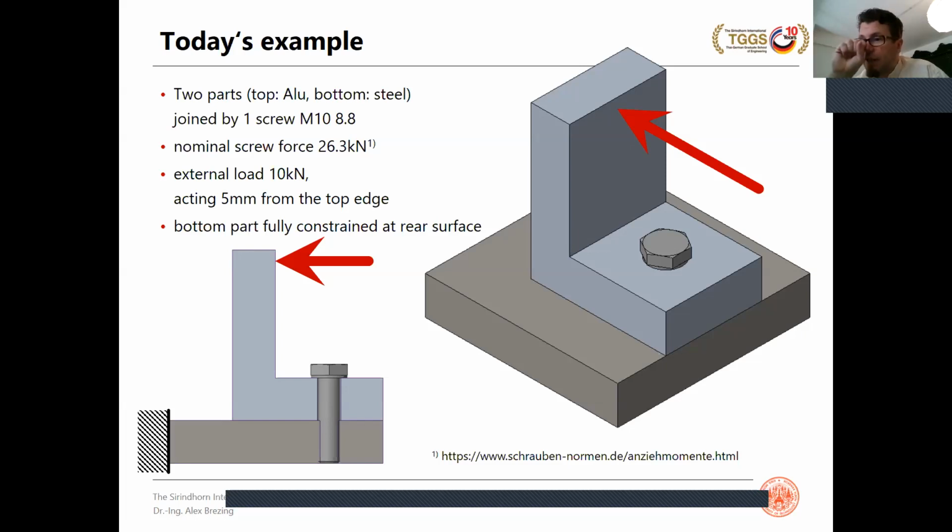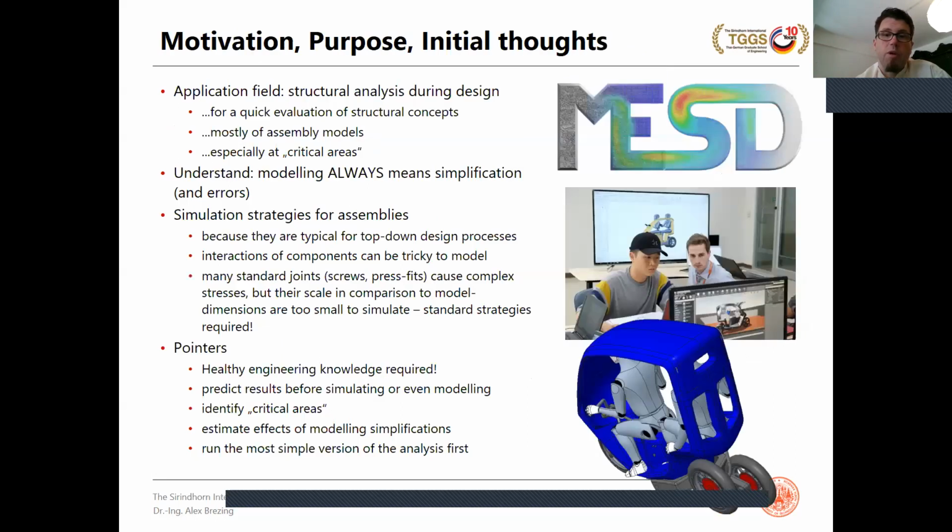Right now, the weird thing is I didn't find an English language table that would give this information clearly. So down there, I've given you a link to a German website which has everything about screws. I use it quite a lot of times. So we have this assembly. There's an external force acting on it, and the lower part is somehow constrained. In this case, we've fully constrained the rear surface of the lower part.